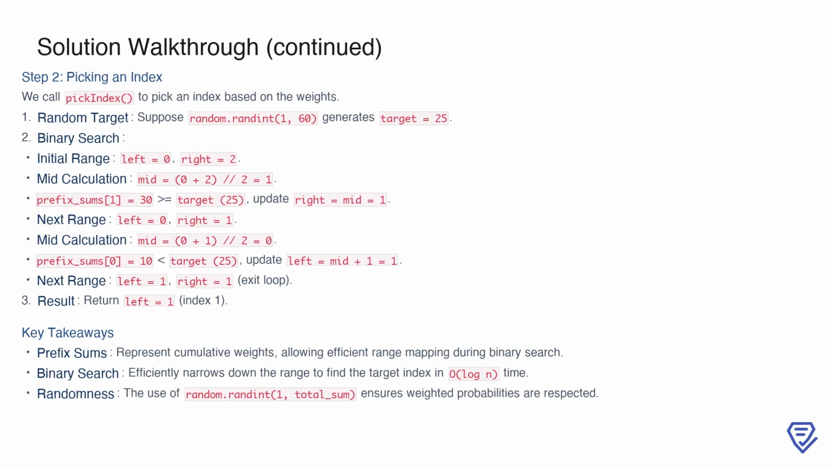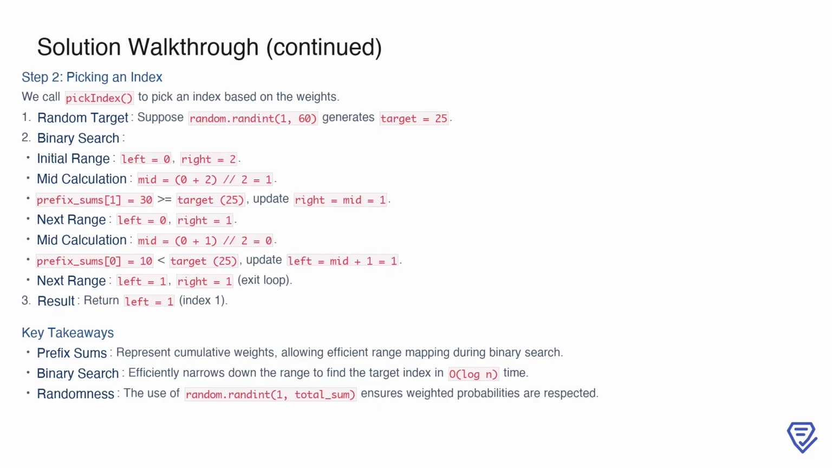To pick an index, we generate a random target between 1 and the total sum, which is 60. Suppose the target is 25. Using binary search on the prefix_sums array, we start with left equals 0 and right equals 2. Calculating mid as (0 + 2) // 2, we get mid equals 1. Checking prefix_sums[1], we see that 30 is greater than or equal to the target 25.